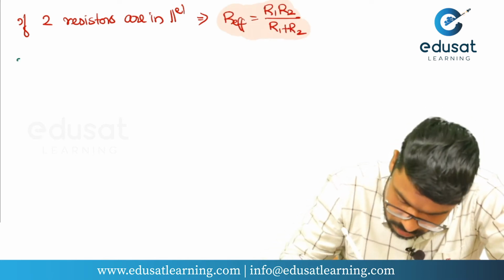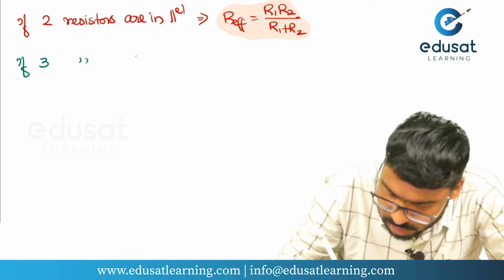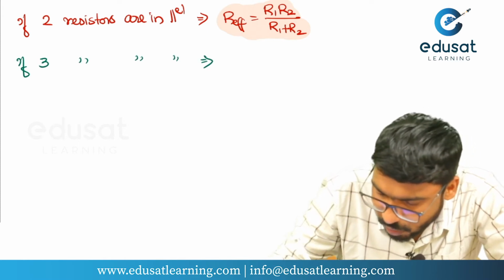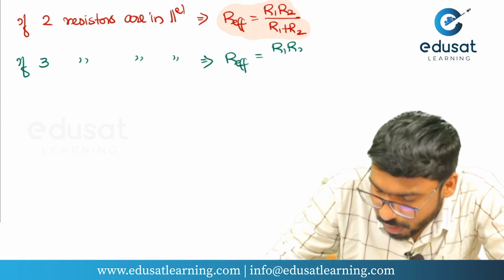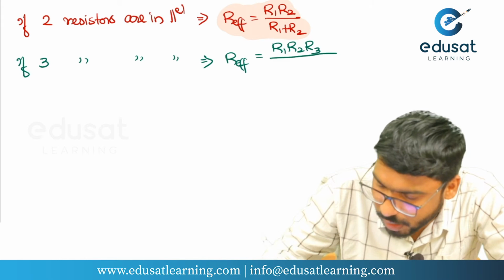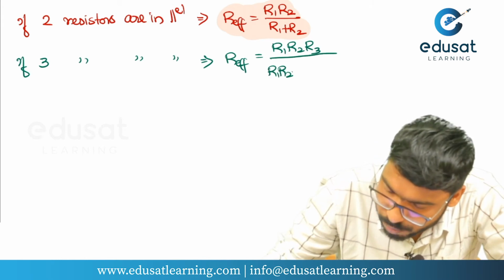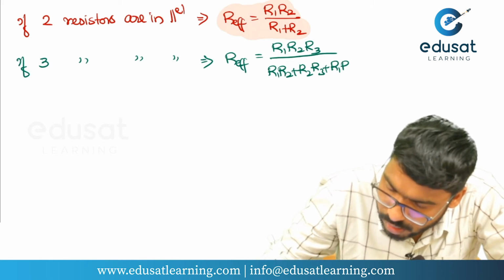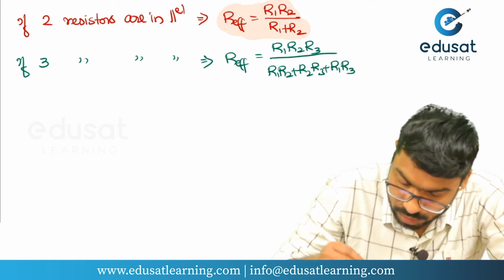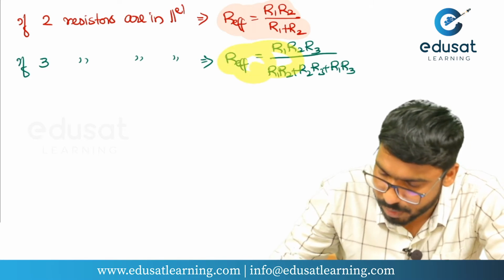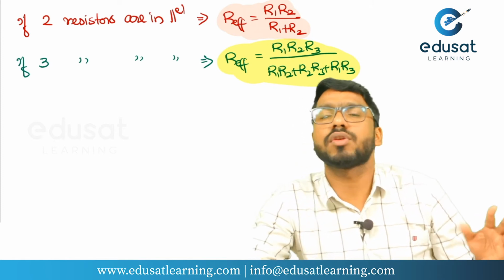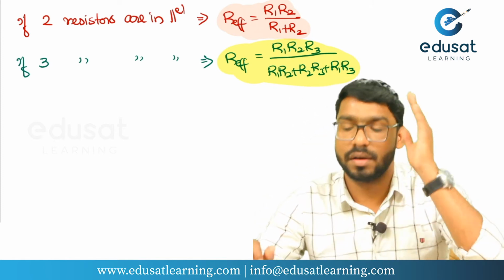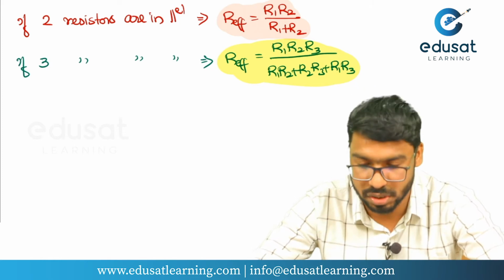Now if three resistors are in parallel, what will be R effective? R effective equals R1 R2 R3 divided by R1 R2 plus R2 R3 plus R1 R3, when three resistors are connected in parallel.